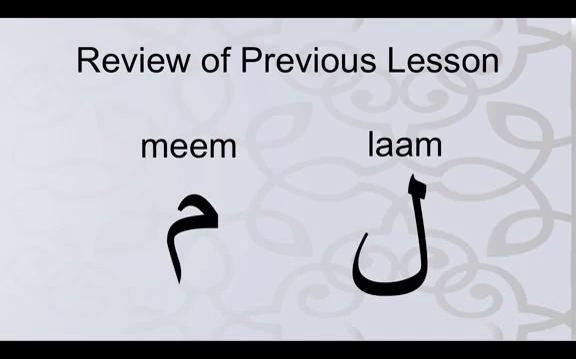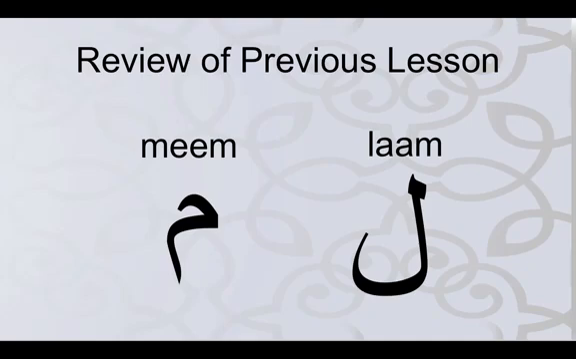Moving on, the next 2 letters that we learned were Lam and Mim. Let's go over the letter Lam first, on the right-hand side. The letter Lam is a consonant, and it is a tongue letter. The letter Lam is identical to the letter L in the English language. There is absolutely no difference between the letter Lam and the letter L in English.